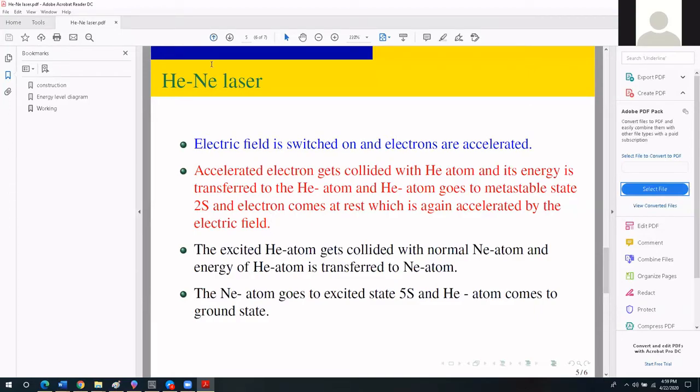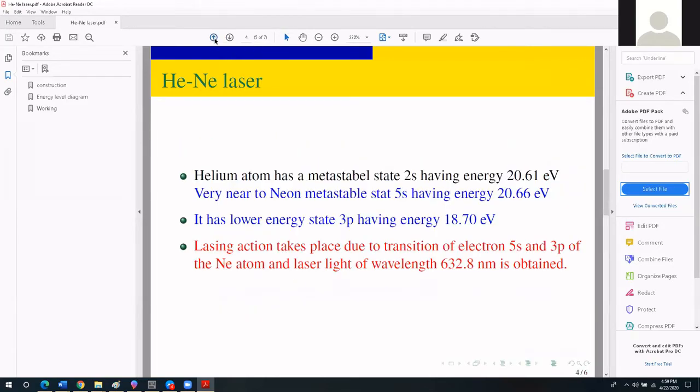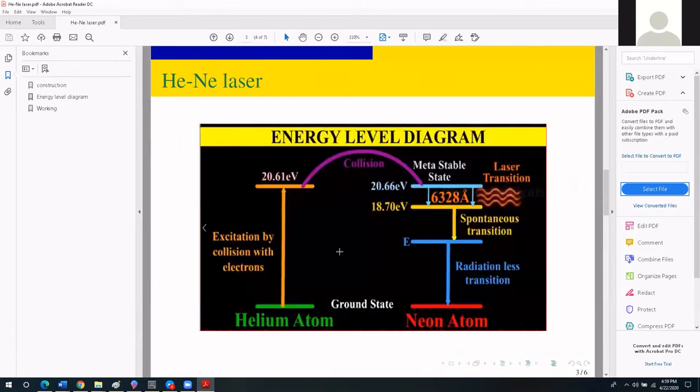The accelerated electron collides with this helium atom. Why only helium? Why not neon? Hope you know its answer: because the helium atom is 4 times greater in number than the neon atom.